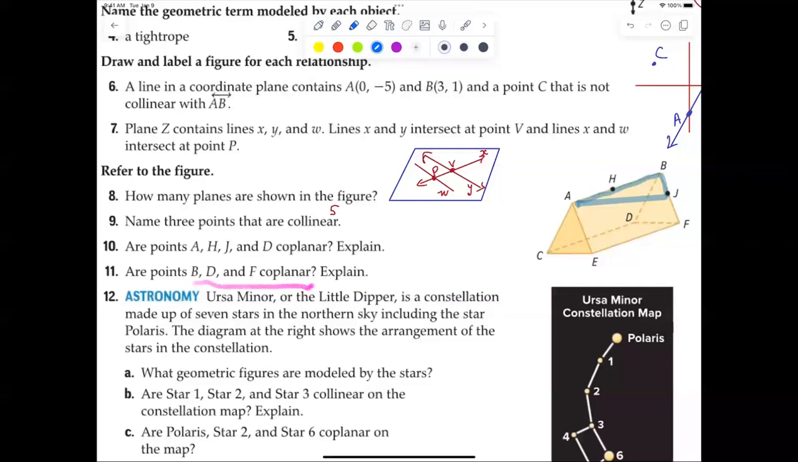All right, so you have a good question. Is E in plane AHJ? Of course it is. Why? Because that plane goes on indefinitely.